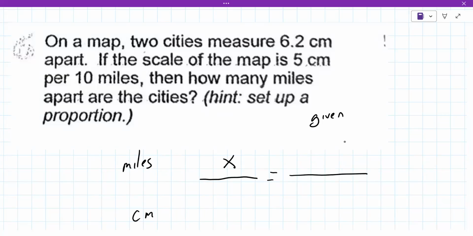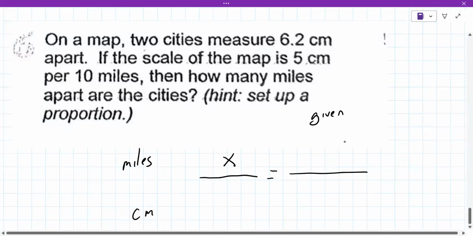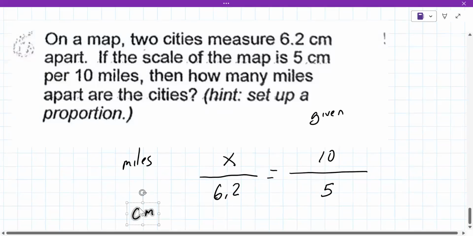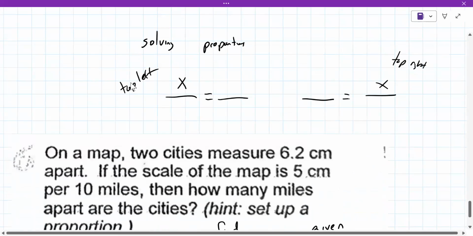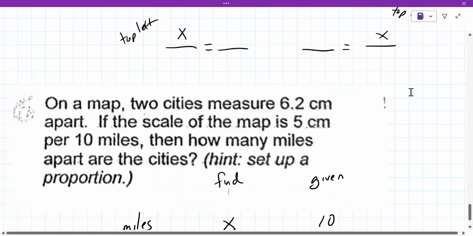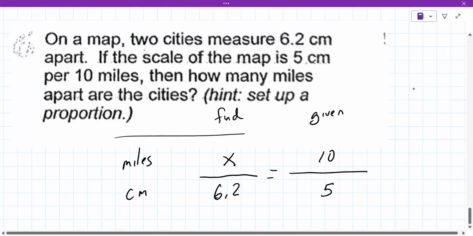So it's 10 miles to 5 centimeters, 6.2 there. So there's always given information and then what you're trying to find. If you prefer to put the given information over here on the left, that's fine. Just make sure you put your X in the top right. Like I mentioned, it's either top left or top right for your X. And we basically made like a little table here.